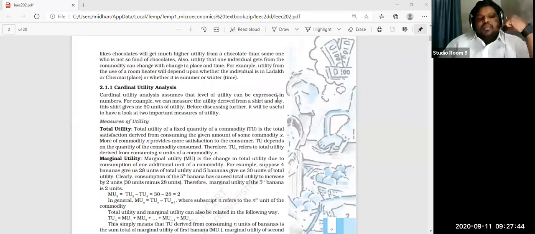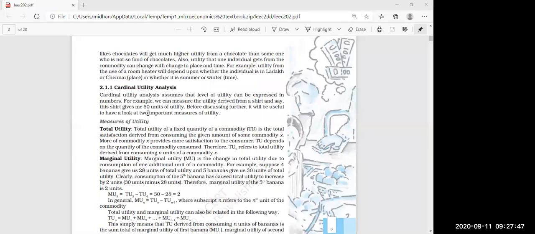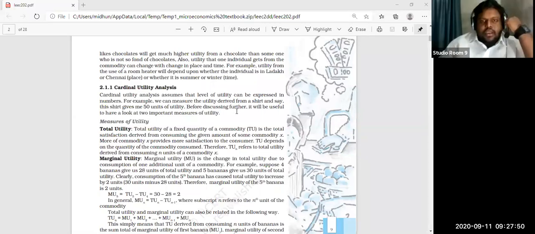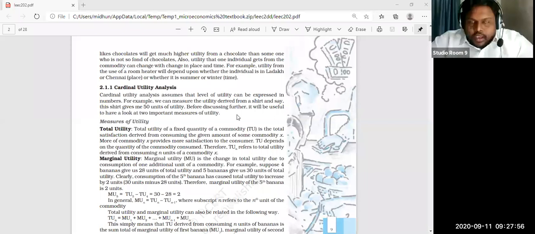For example, we can measure the utility derived from a shirt and say this shirt gives me 50 units of utility. Before discussing further, it would be useful to have a look at two important measures of utility. If one person purchases a product, he or she is able to say that the shirt gives 50 units of utility. So how can a person calculate the utility in cardinal numbers? We want to understand the different utility measures here. Already I told you there are three: total utility, marginal utility, and average utility.